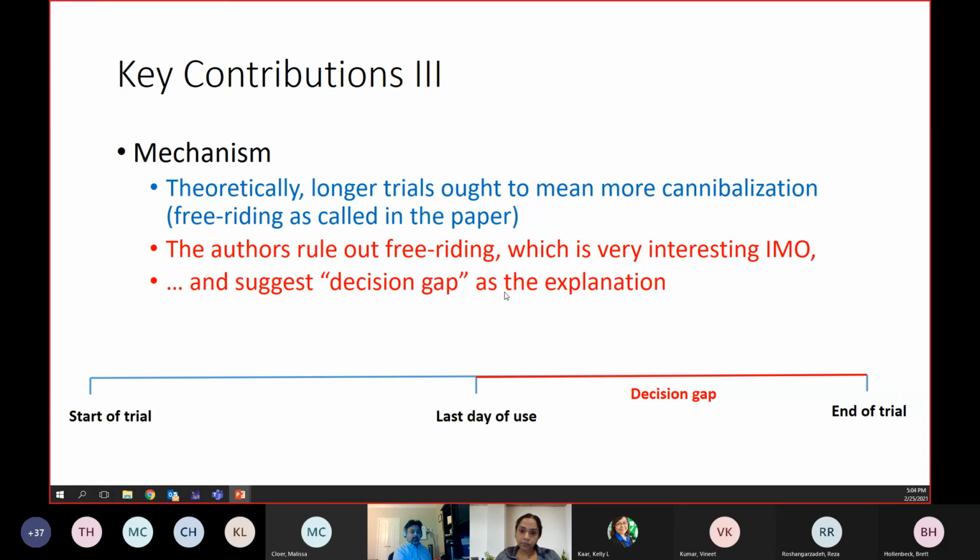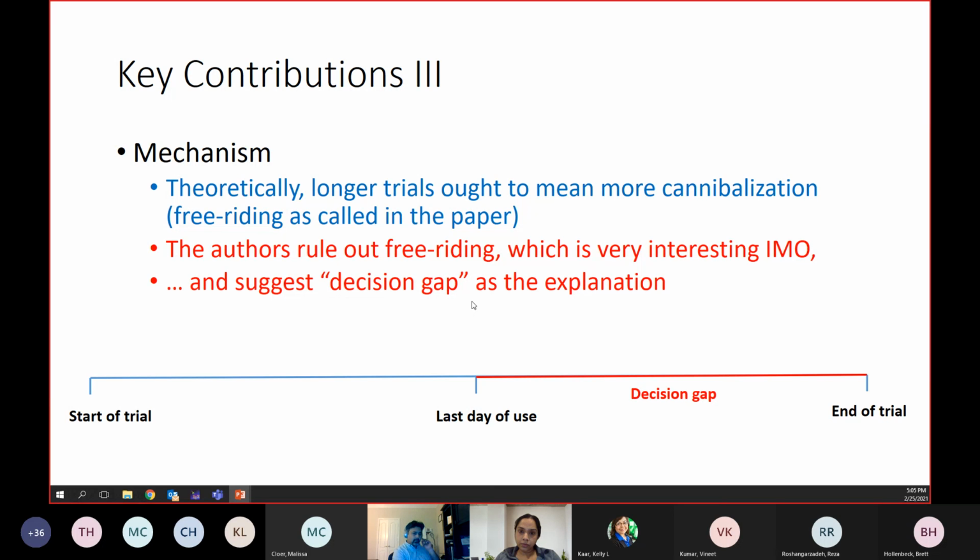And then they also offer another explanation, which is the decision gap, which could be making longer trials unappealing. The decision gap is basically the period of inactivity between the last day you use the trial and the end of the trial. And as it turns out, the longer the decision gap, the less likely the trial is to lead to a subscription. I didn't know much about the decision gap, but given that the data shows this could be an issue, I think this is also very interesting. So these are some of the key contributions.